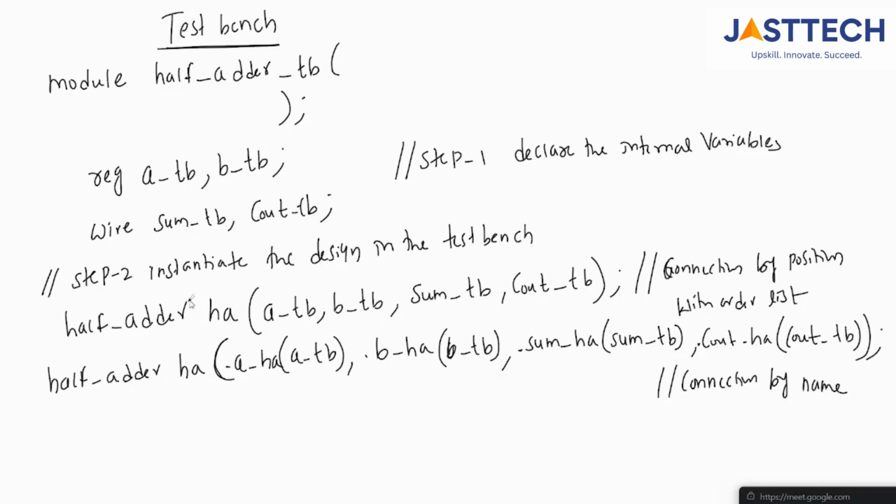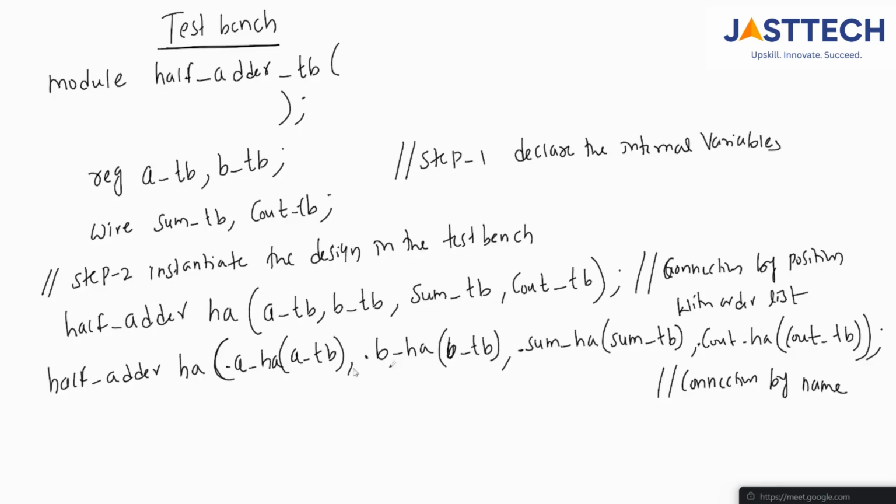Up to here, did you understand? Step 1 is declaring the internal variables. Step 2 is nothing but instantiating the design in the test bench. Is it fine? Shall I move forward? In connection by name, can I change the position or not? Yes, I can change the position. Why? Because names are there, no?